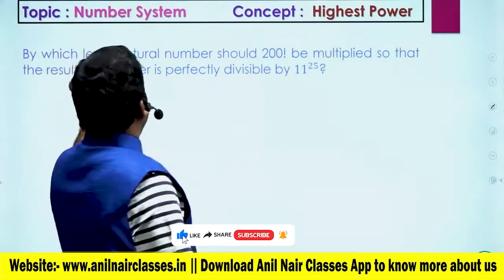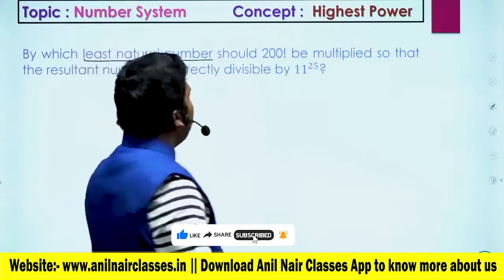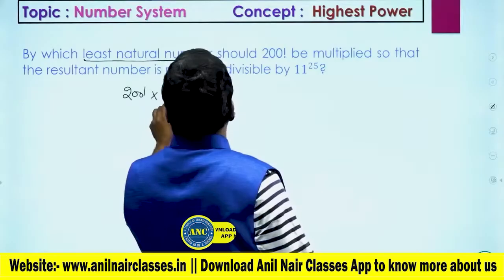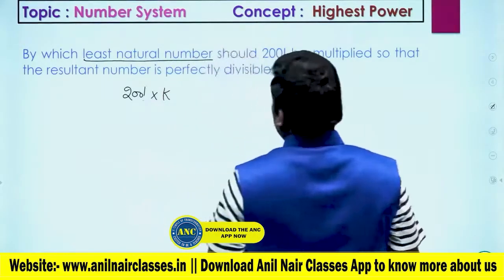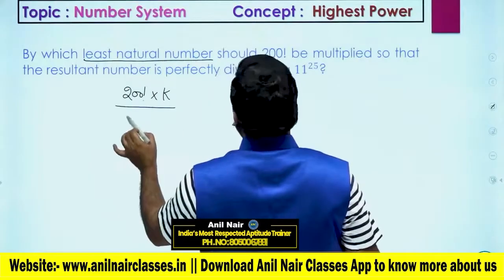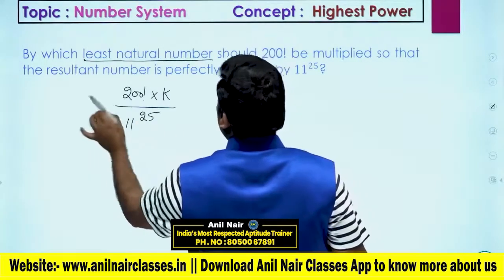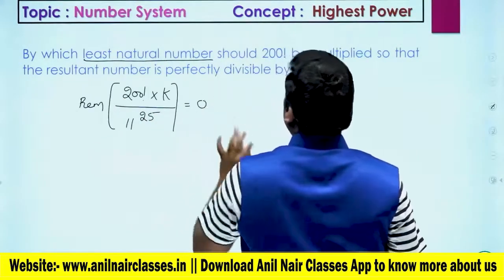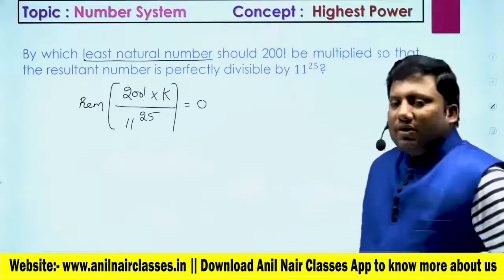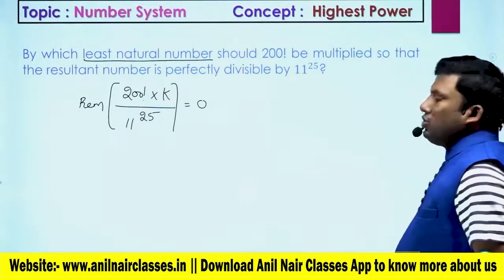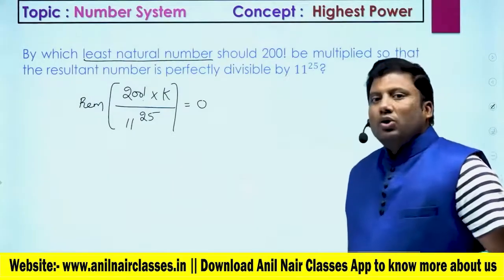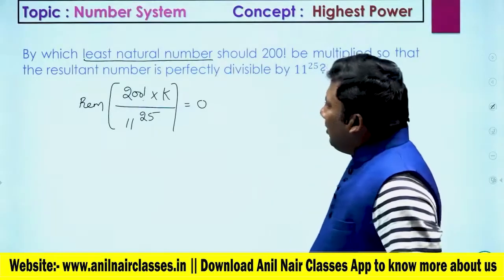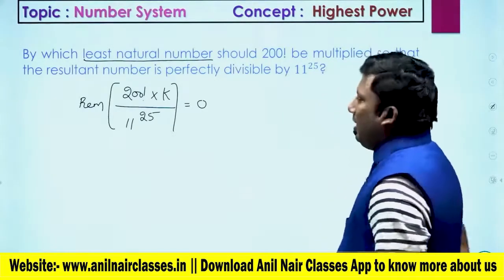I want the smallest natural number. 200 factorial should be multiplied by the smallest natural number so that the result is perfectly divisible by 11 power 25, with remainder 0. By which least natural number should 200 factorial be multiplied?